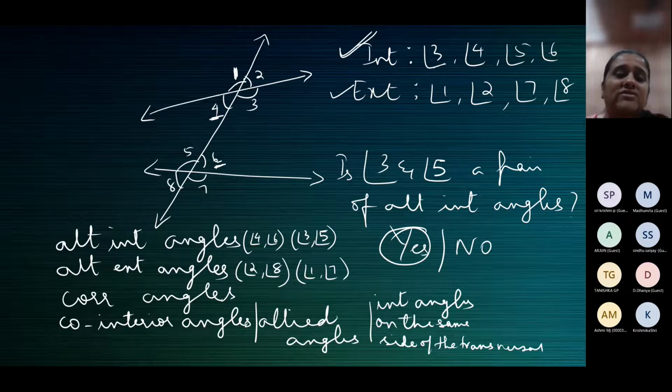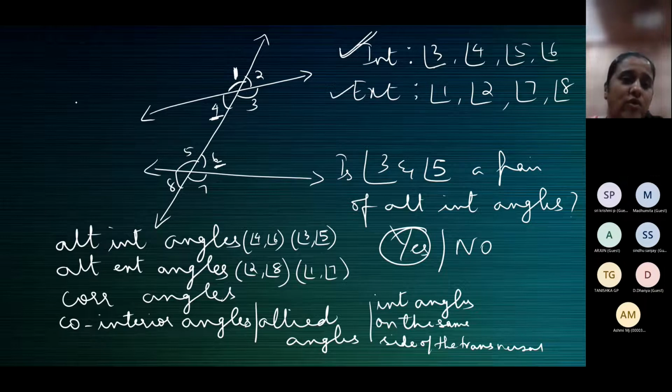Don't say angle 1 and angle 4, they lie on the same side of the transversal, and angle 1 is an exterior angle, angle 4 is an interior angle, so they are corresponding. No, 1 and 4 form a linear pair because they lie on the same straight line. This is angle 1, this is angle 4. They form a linear pair. Angle 1 plus angle 4 is equal to 180.